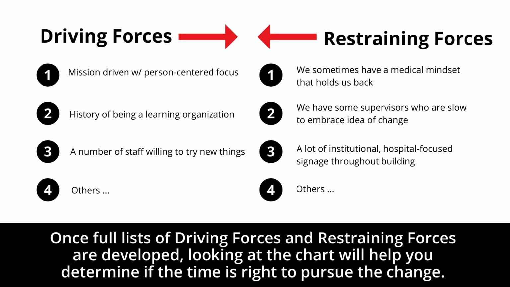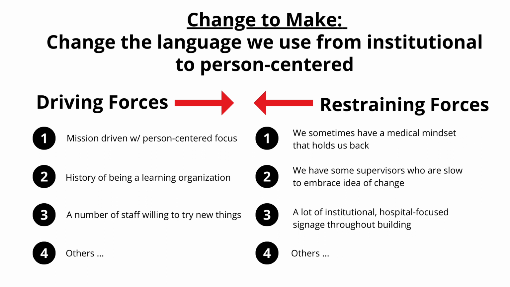Once a full list of driving forces and restraining forces is developed, looking at the chart will help you determine if the time is right to pursue the change. Remember, these are just two separate lists of opposing forces. Each item is not tied to the item directly across from it. Here, the change goal is listed at the top, above the two lists.